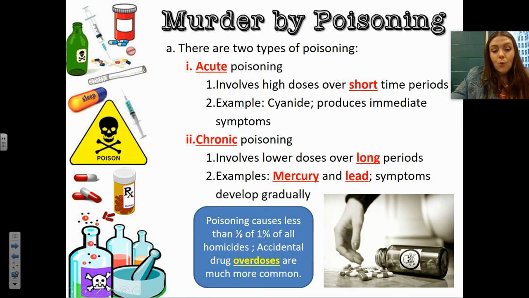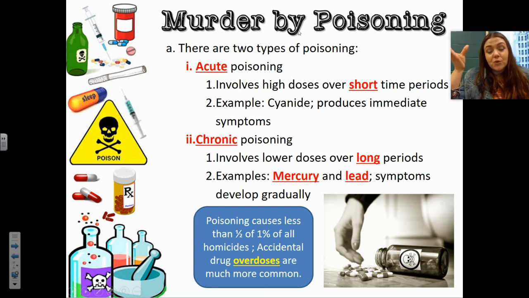Poisoning causes less than 0.5% of all homicides. Accidental drug overdoses are much more common. So out of all the cases that we see today, poisonings used to be a big deal, huge deal. Like everyone was poisoning everybody because it was hard to test for.